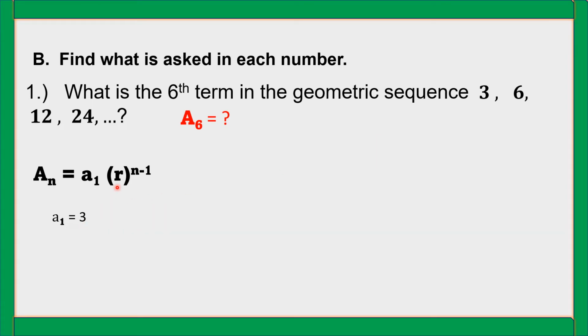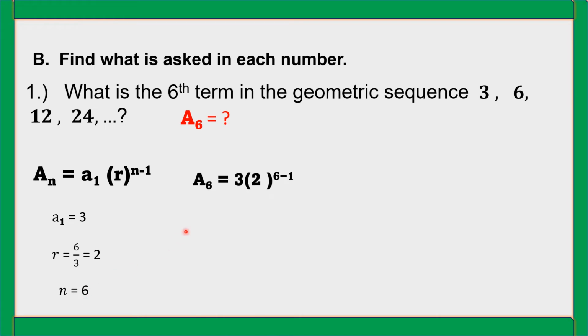And then, yung value ni r, kunin natin. Mag-divide tayo ng dalawang magkasunod na term. Ang pinakamadaling gamitin is yung second term divided by the first term. So, 6 divided by 3 is equal to 2. And then, ang value ni n is the number of terms. Dahil 6th term ang pinapahanap, lahat-lahat ng terms natin ay 6, or yung order ng ating term is 6. So, yun yung value ni n.